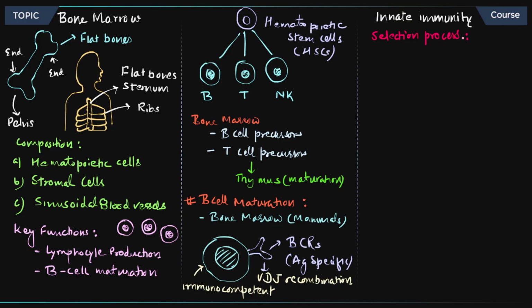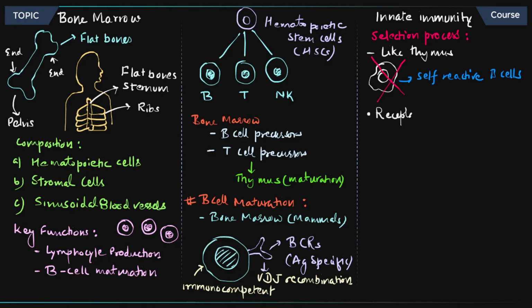B cell also undergoes the selection process, right? So what happens is similar to the thymus. So let me write it down. Like thymus, these are going to undergo selection process. It's really important. So what happens is the cells, specifically the self-reactive B cells, will be eliminated. They will be removed from the system because they can cause problems in our body.